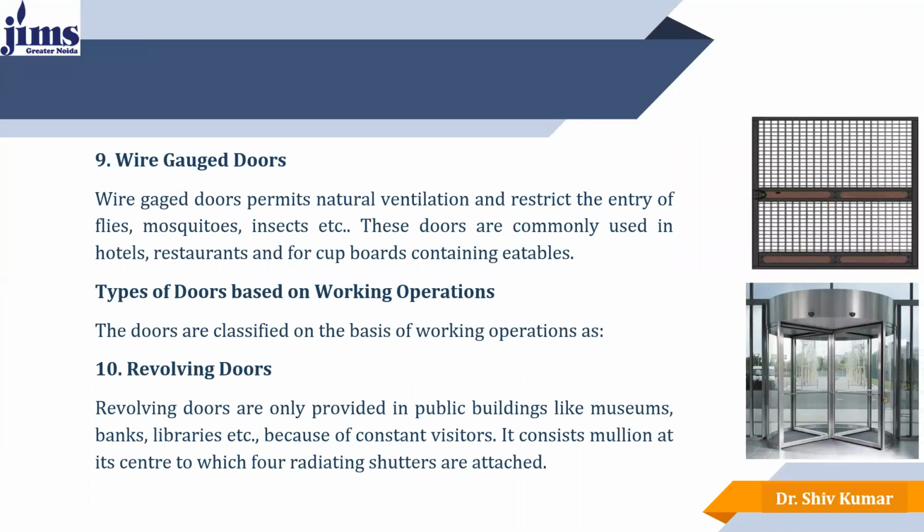Now the wire gauged doors. Wire gauge doors permit natural ventilation and restrict entry of flies, mosquitoes, insects, etc. These doors are commonly used in hotels, restaurants, and for cupboards containing eatables. Now we come to the types of doors based on the working operation.